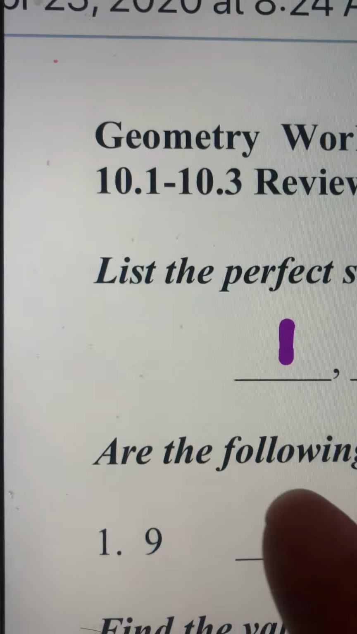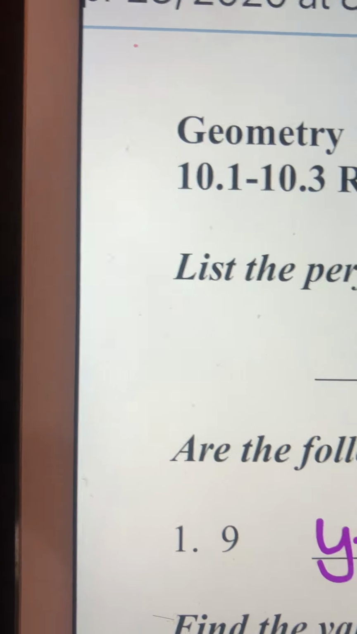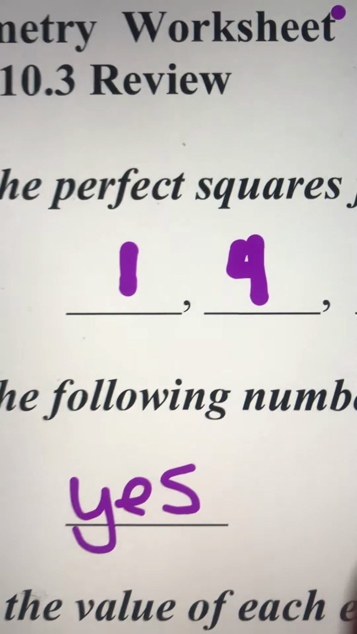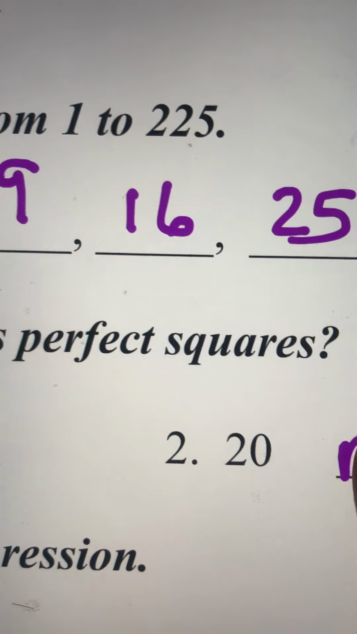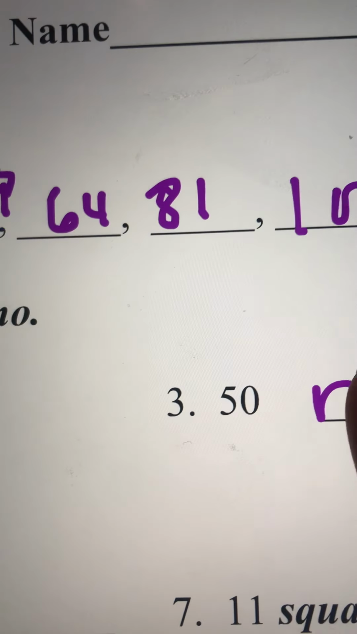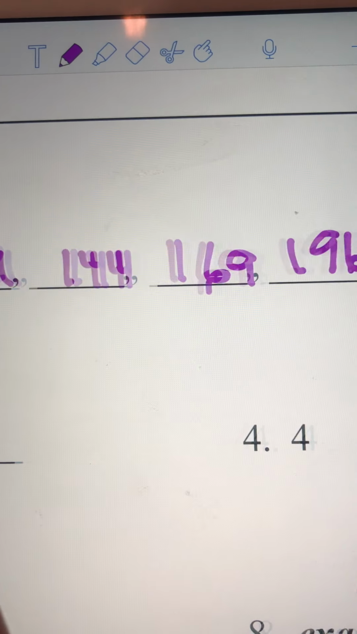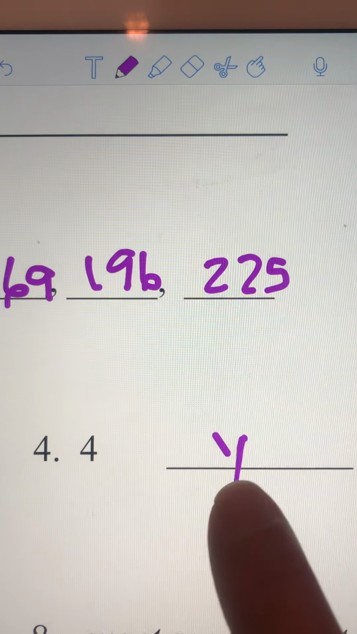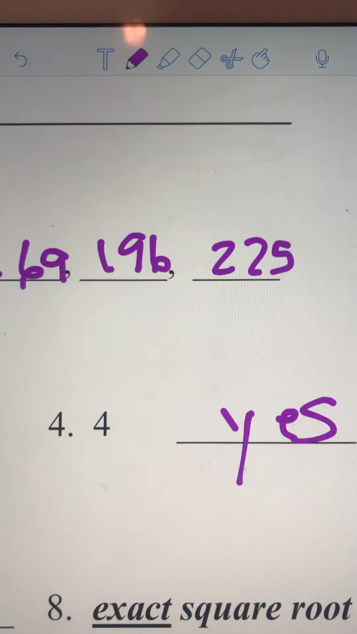Is this number a perfect square? Yes or no? So is 9 a perfect square? Why, yes it is, because the square root of 9 is 3. Is 20 a perfect square? No, it is not. We don't know the square root of 20. It would be a decimal, so it's not a perfect square. Same thing with the square root of 50, it is not a perfect square, but of course the square root of 4 is 2, so yes, that's a perfect square.